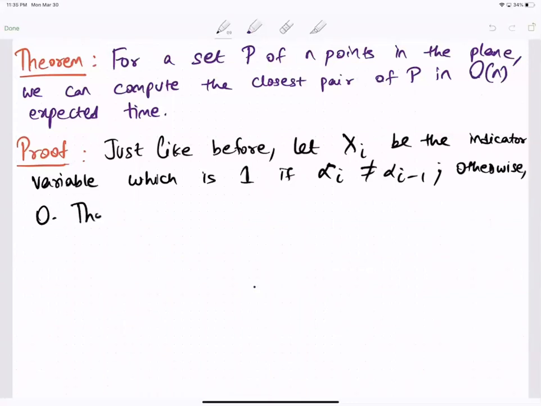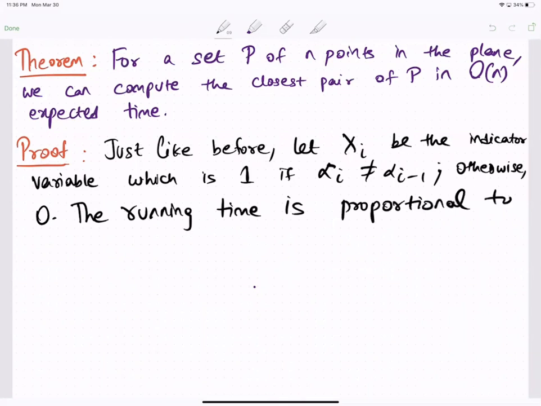The running time now is proportional to, so I want to avoid having to write down the big O symbols and all, so I'll just say the running time is proportional to this.